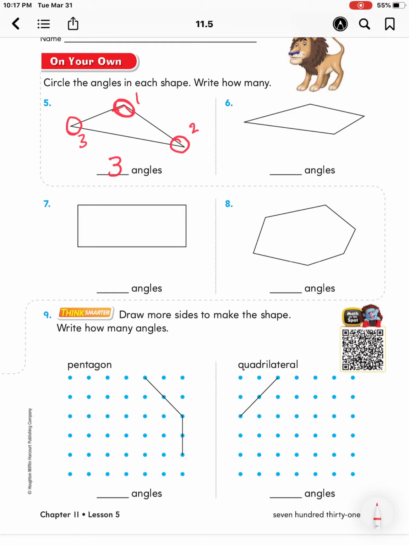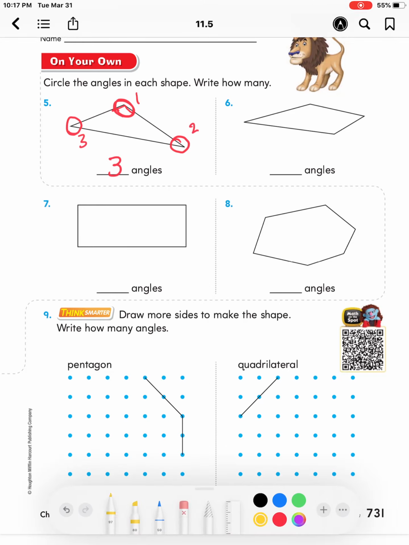Sides meet together. When two sides meet together, they form an angle. Here, how many sides do we have? Okay, let's count together. 1, 2, 3, and 4, which means this shape is a quadrilateral. Amazing. So now how many angles?